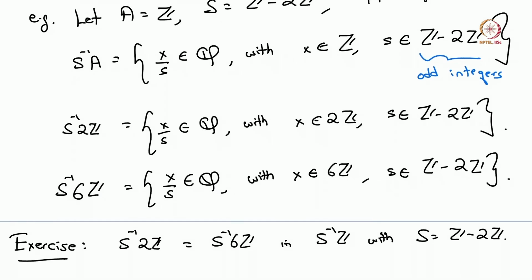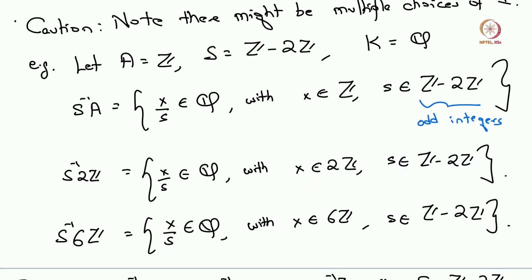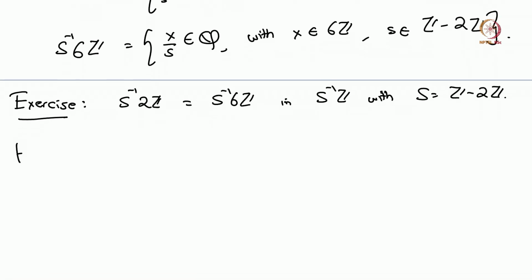Okay, so the point I'm trying to make is that in general, if you give me an ideal in the localization, there are multiple choices of ideals in A that give you the corresponding ideal in the localization. However, if we simply restrict ourselves to prime ideals, there's a nice one-to-one correspondence.